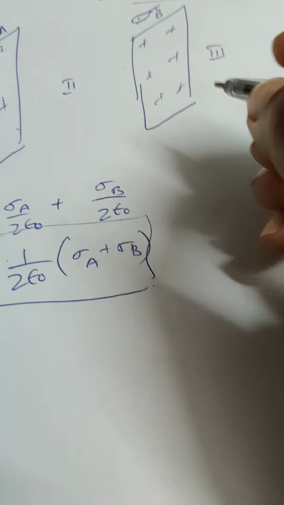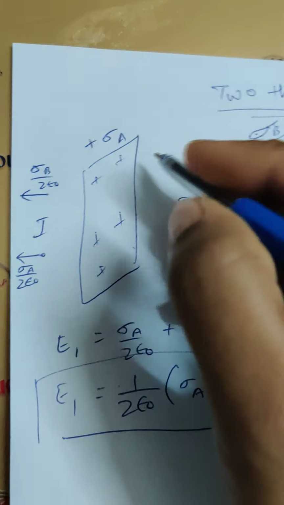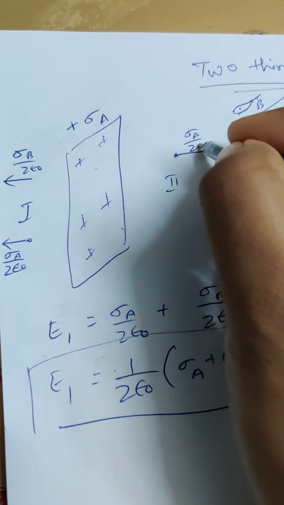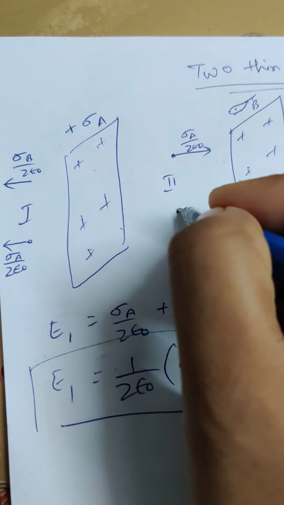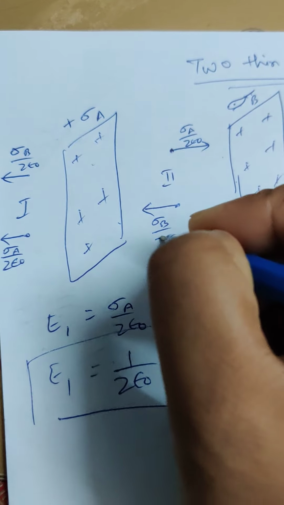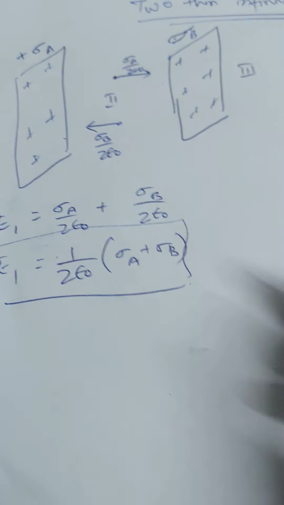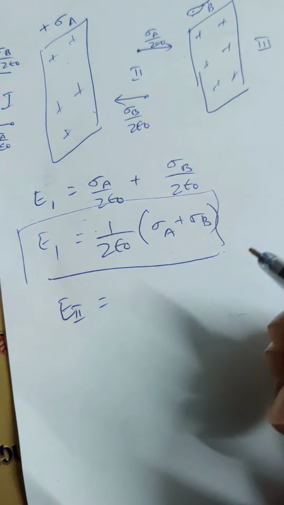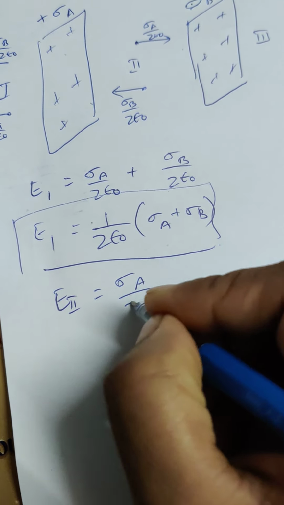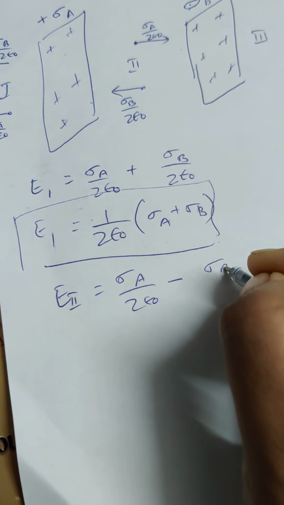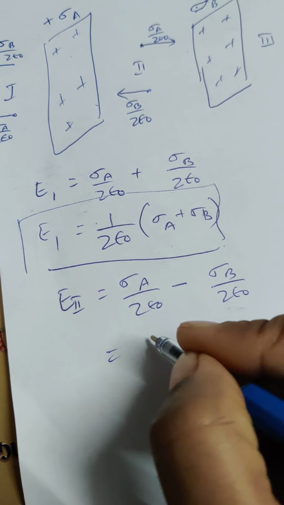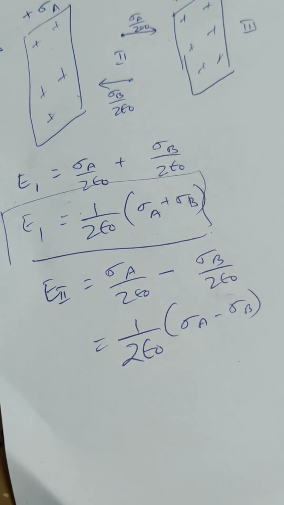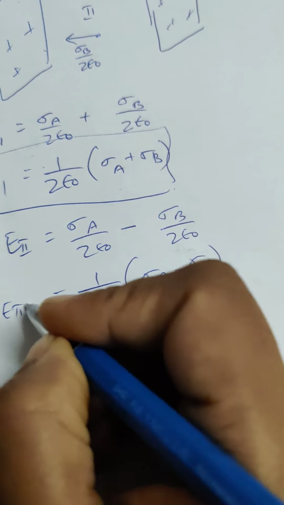Now come to region 2. In region 2 you see, due to this sheet the electric field is in this direction, away, sigma A by 2 epsilon naught. Due to this sheet, the electric field is in this direction, sigma B by 2 epsilon naught. So they are both in opposite directions. So what will happen? In region 2, we have to subtract: sigma A by 2 epsilon naught minus sigma B by 2 epsilon naught. When you take 1 by 2 epsilon naught common, you get sigma A minus sigma B. Okay, this is the expression in region 2.